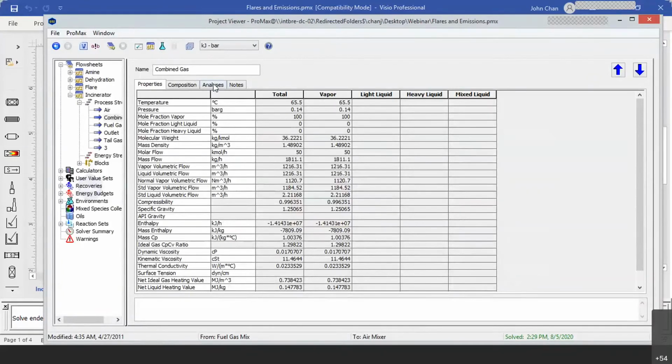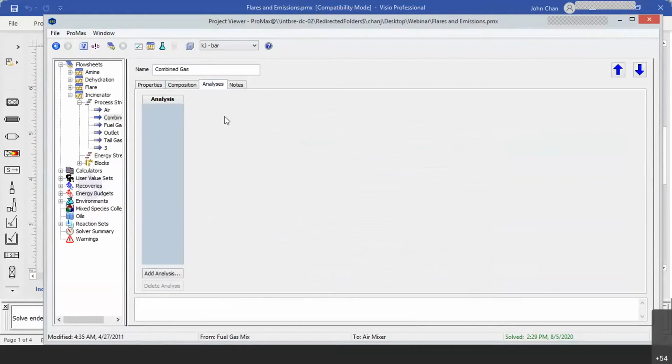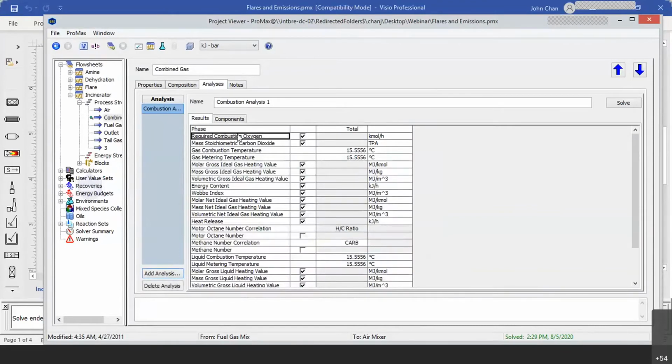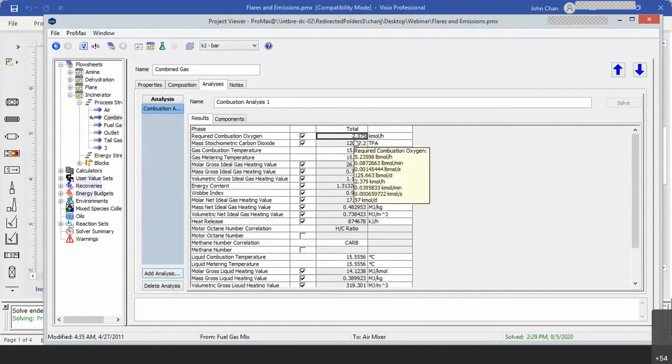And on the tab here, Analysis, we can click on the Add Analysis tab. Once you click on this Add Analysis tab, we have this window that shows up. If you click on the Combustion Analysis, you can see that the first property is called Required Combustion Oxygen. If I click on Solve, I can see that ProMax is telling me that I would need about 2.375 kilomole of oxygen in order to completely combust our H2S.